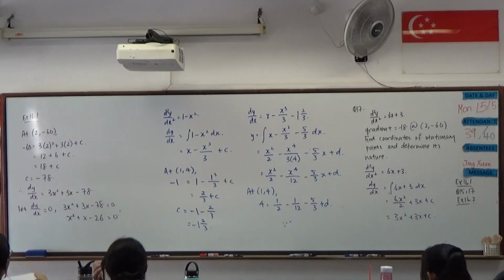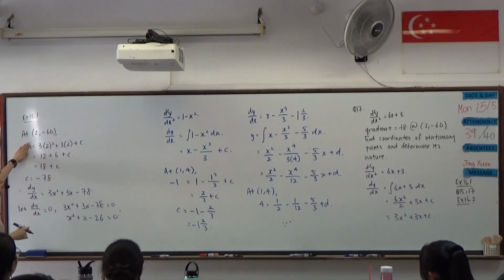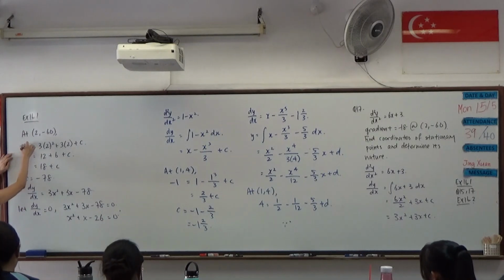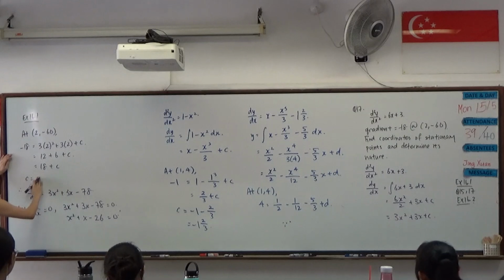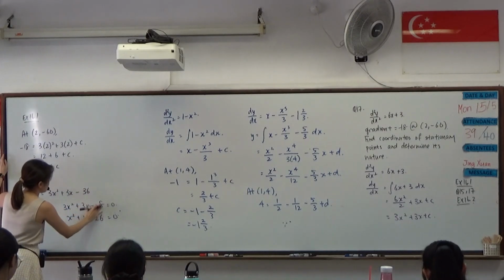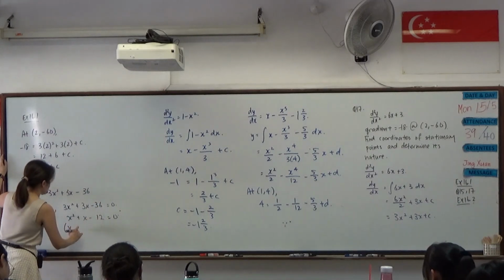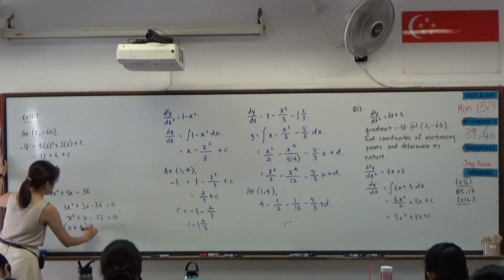It's not 78, it's 36? Oh, sorry, this one is wrong. Negative 18. My bad, thank you. Negative 36. So 12. x minus 4 plus 4x minus 3.